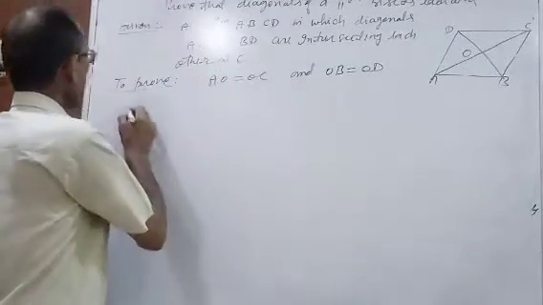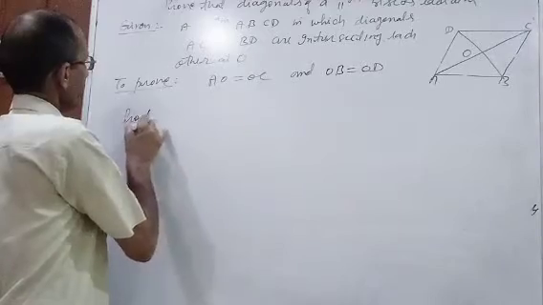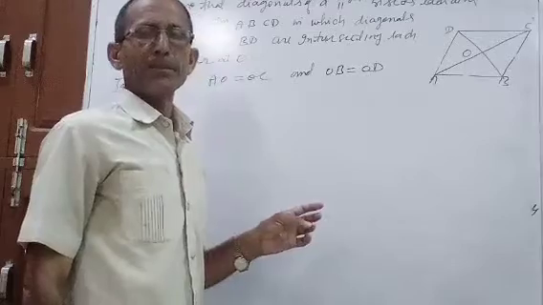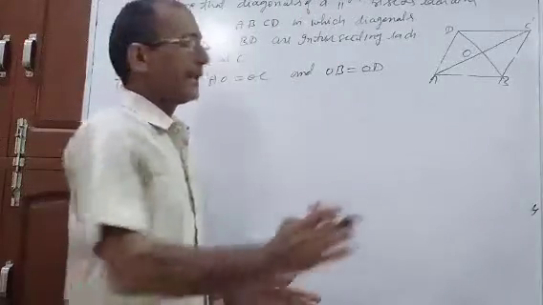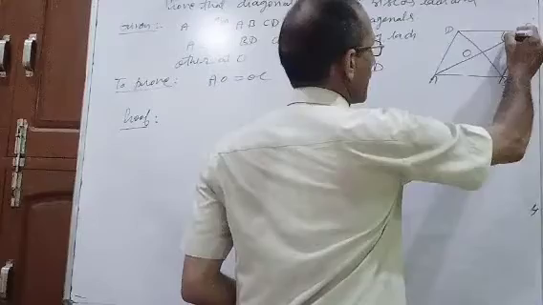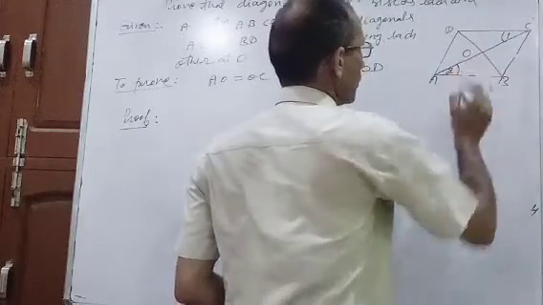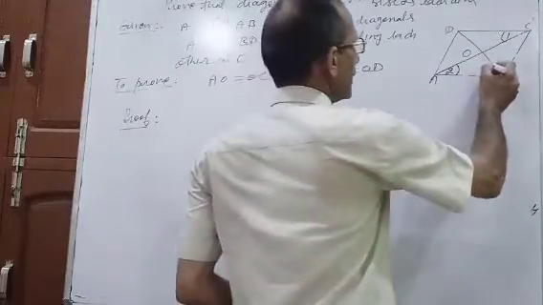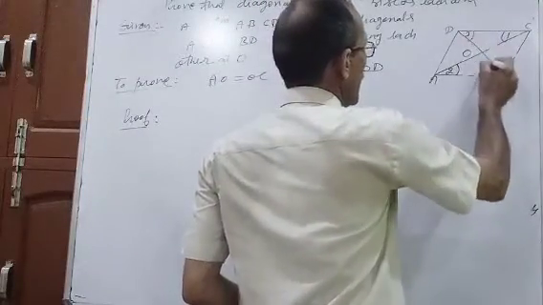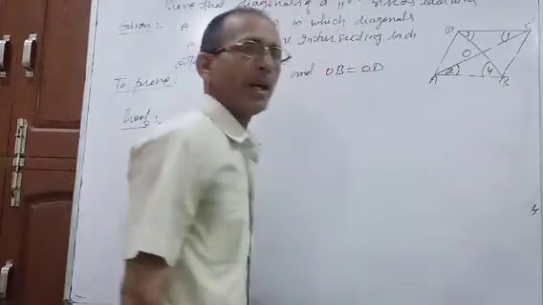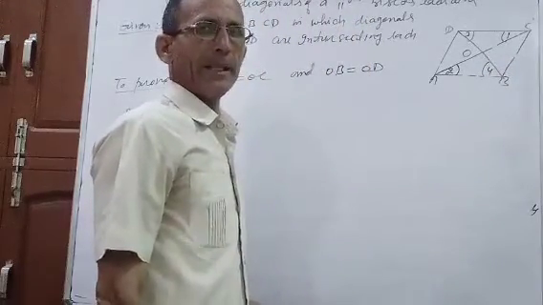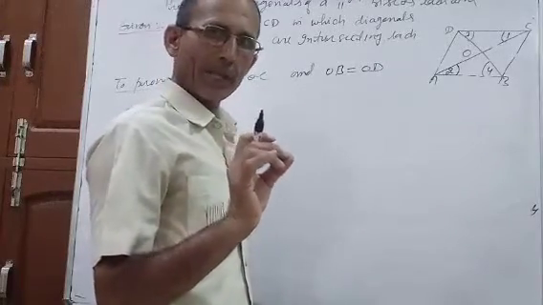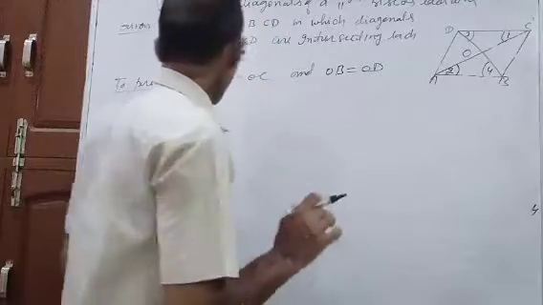Now, proof. In the previous theorem, I told you if two parallel lines are there, then alternate interior angles will be equal. Angle 1 will be equal to angle 2, alternate interior angles, and angle 3 will be equal to angle 4, alternate interior angles. And I just proved the theorem: opposite sides of a parallelogram are equal. Yes or no? Okay.